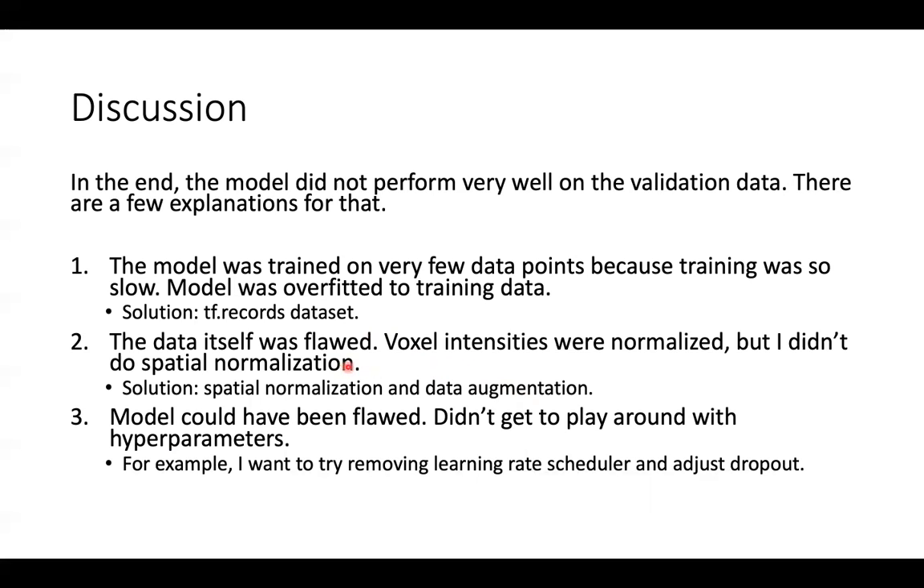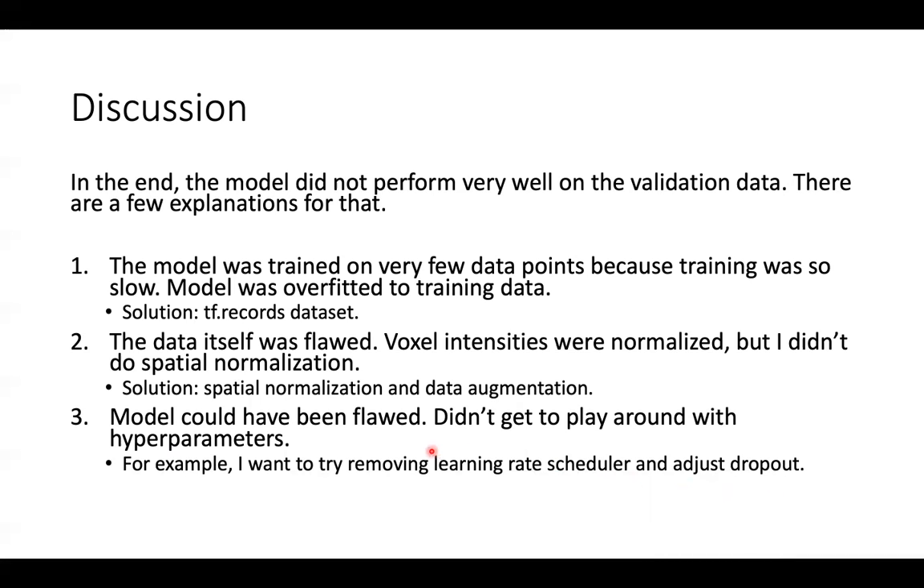The next explanation was that the data itself was flawed. Although I normalized the voxel intensities, I didn't do spatial normalization. So the images probably had all sorts of different orientations. Some methods to counteract that are accounting for voxel spacing by resampling to an isotropic resolution, or registering the images to the same space. And I could also augment the dataset, adding noise, rotations, or translations to existing images to expose the model to more examples during training. That would likely decrease overfitting.